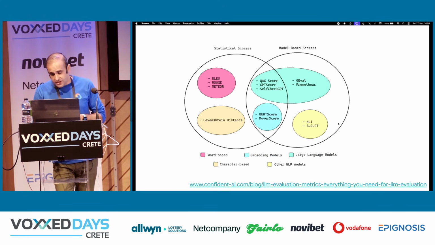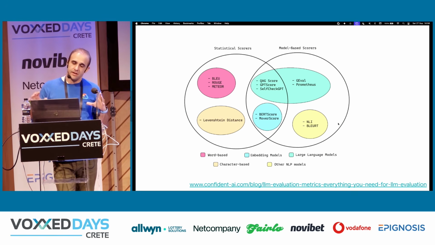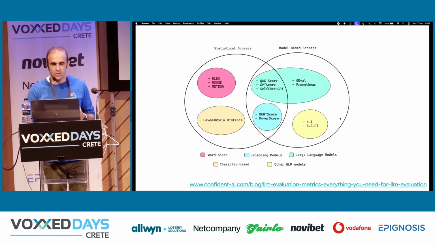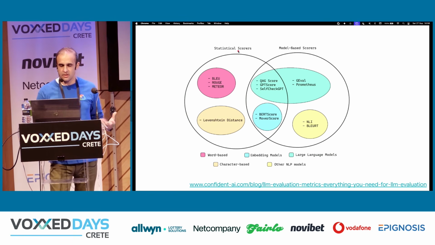But when you look at metrics, I think in general they fall into two different categories. The first ones are called statistical or computational or deterministic metrics.